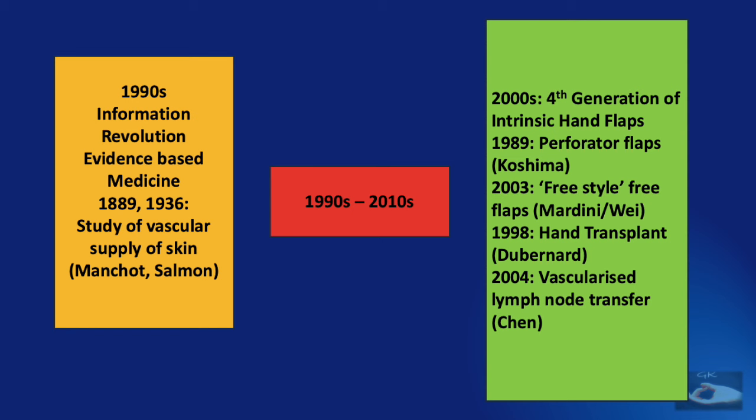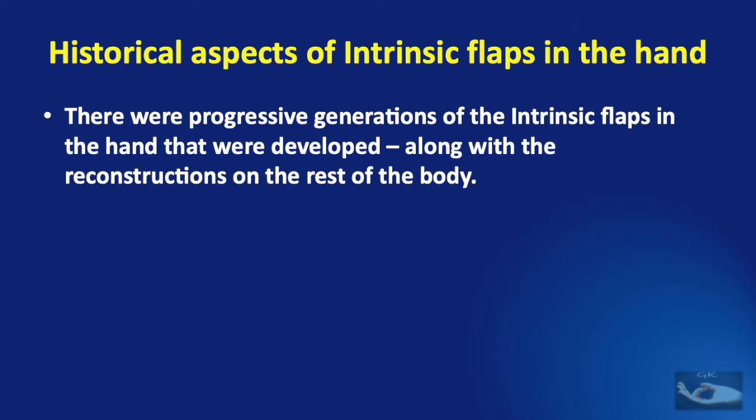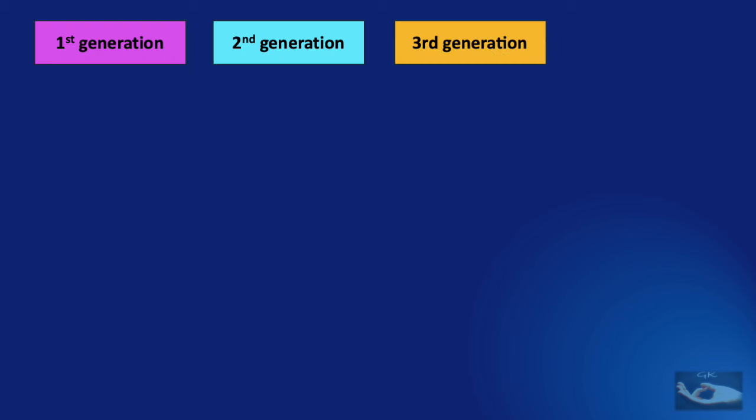We have come across mentions of the different generations of intrinsic hand flaps. We shall see about this in detail. There were progressive generations of intrinsic flaps in the hand that were developed along with the reconstructions on the rest of the body. The article talks about four generations: the first generation, second generation, third generation, and the fourth generation.